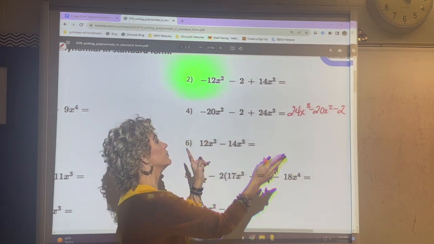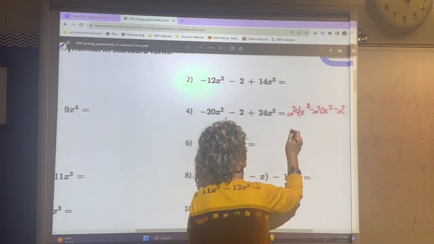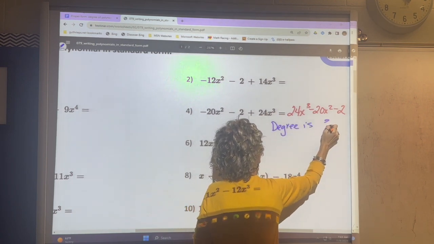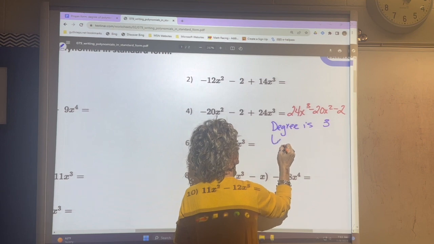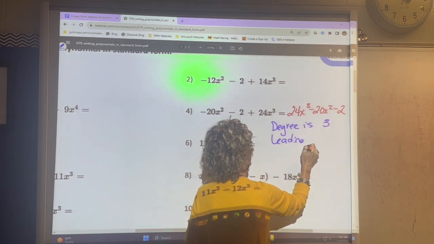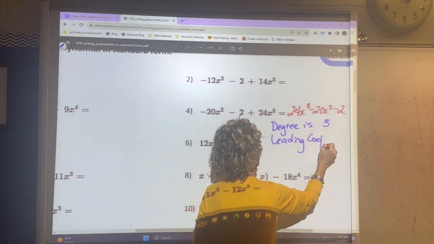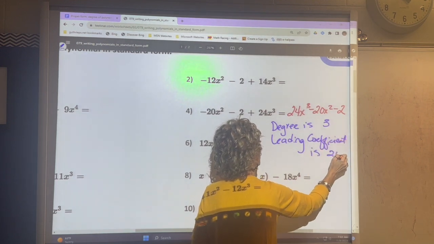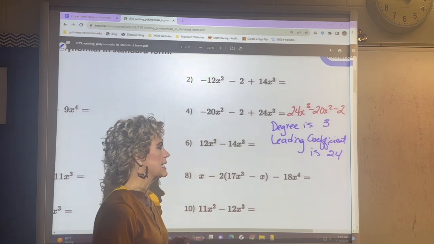Identify the degree. The degree of this polynomial is going to be 3. So my degree is 3. And my leading coefficient is a positive 24. So my leading coefficient is 24. Again, quick, simple, and easy.